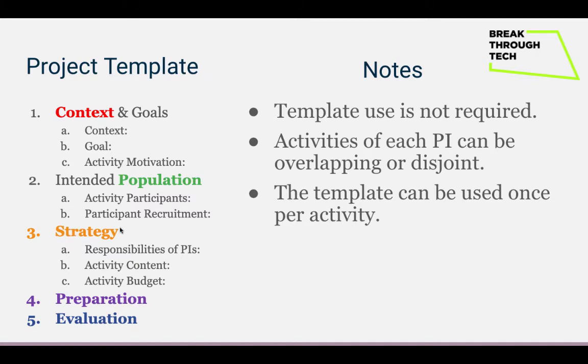Strategy is the kind of confusing word that the NSF uses to refer to activities. So you might include this template, giving the context that motivates your activity, saying who the intended population is for your activity, what's the specifics of the activity and the content and the budget and the responsibilities of the PI, the preparation that the PIs have for that activity, and then how are you going to evaluate that activity. And so if I have 3 PIs who are each doing completely different BPC activities, I would repeat that context, population, strategy, preparation, evaluation template 3 times if I have 3 PIs.